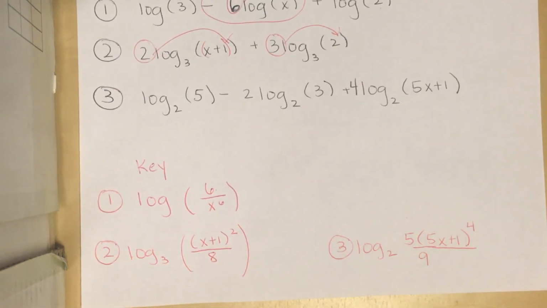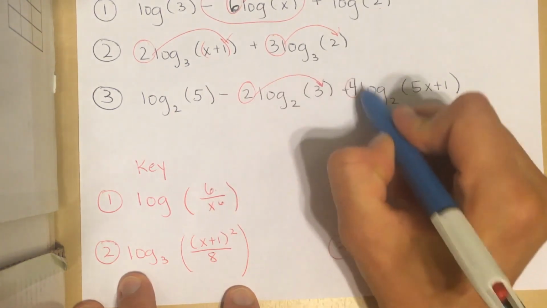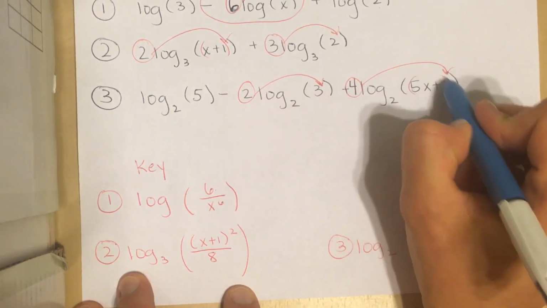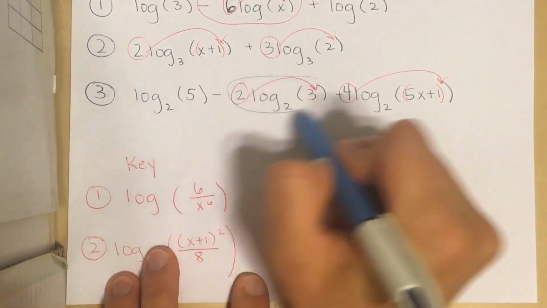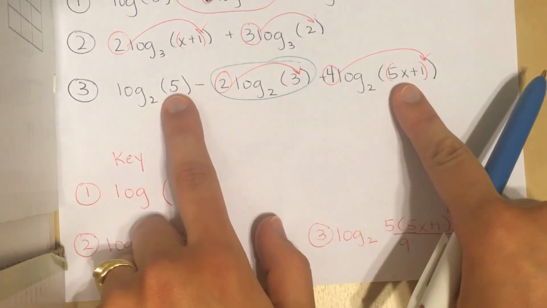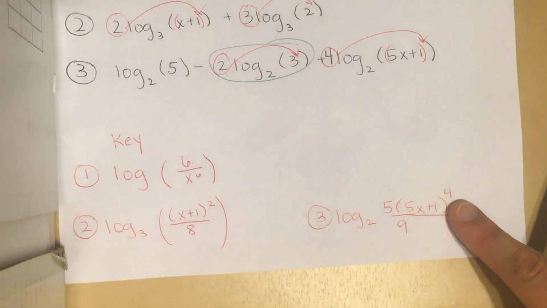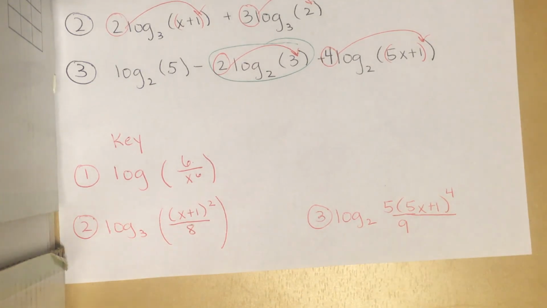And then for the last one, bring your 4 inside, and anything that has a minus sign moves to the denominator. So 5 and 5x plus 1 to the 4th power stay on top, and 3 squared, which is a 9, is in the denominator.